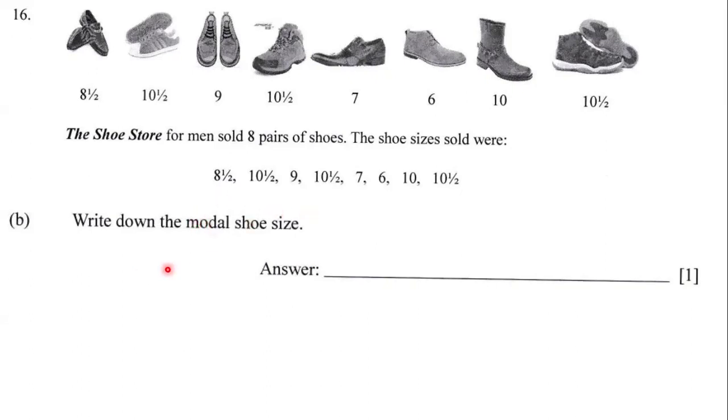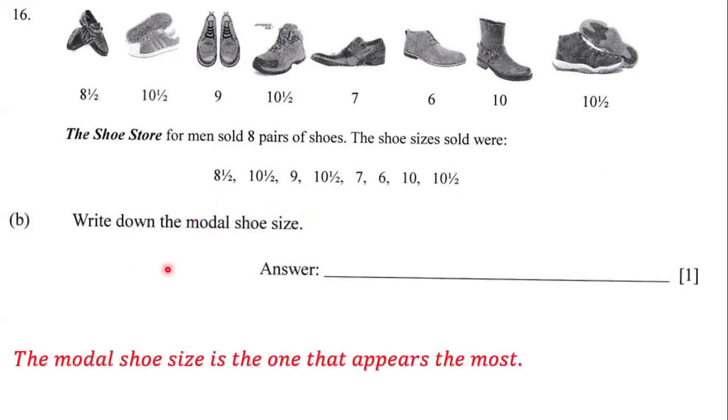And so we have 10.5 as the modal shoe size because it is the one that appears the most. We have 10.5 here, here, and here. It appears 3 times, and it appears the most out of all of the shoe sizes. And so that means that the modal shoe size is 10.5.